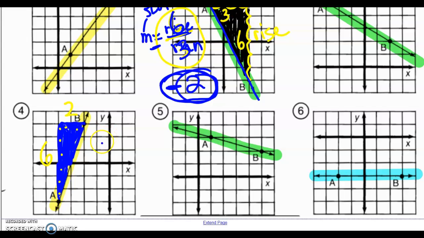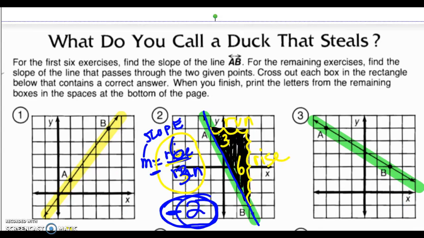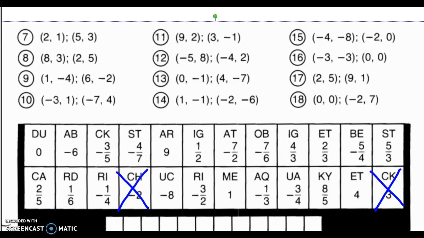So slope, remember, is rise over run. So in this case, it's 6 over 2, which is a great answer, but you're not going to find 6 over 2 because 6 divided by 2 is 3, governor. So find 3, cross it off. The remaining letters will say something. Okay. All right. So let's move on to, I'll do 7, 11, and 15.